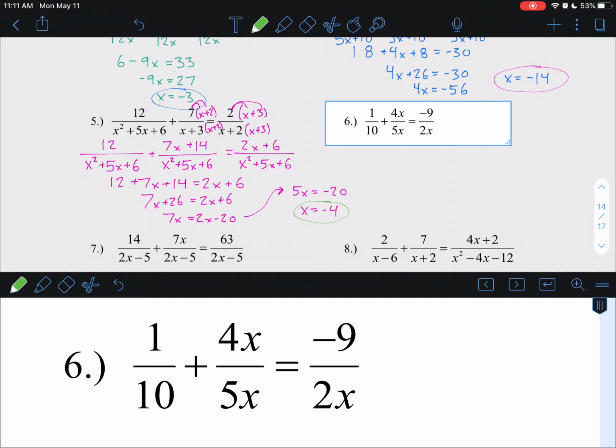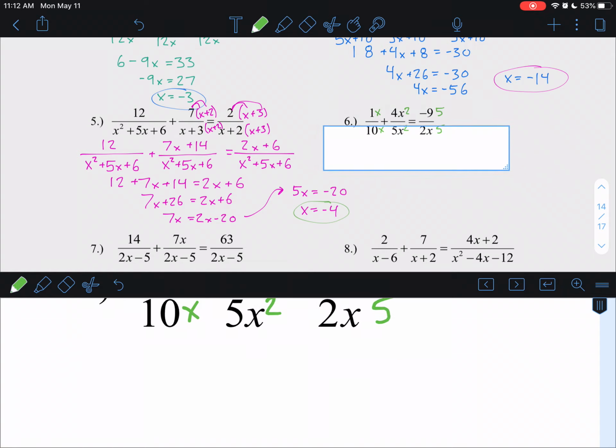So the 5x, the 10, and the 2x should all be turned into 10x, because 5x, I can multiply that by 2 to get to 10x. 2x, I can multiply that by 5 to get to 10x. And 10, I can multiply that by x to get to 10x. So I'm going to do that. I'm going to multiply that times x and times x. I'm going to multiply this times 2 and times 2. That's not a squared, that's a 2.